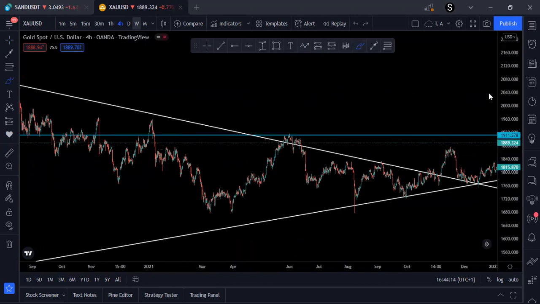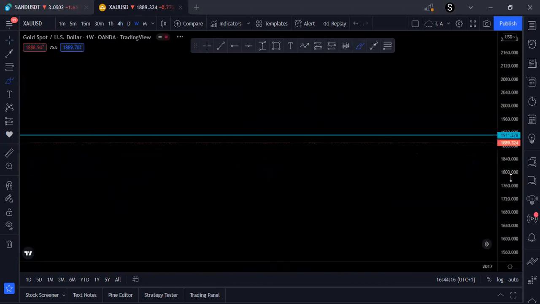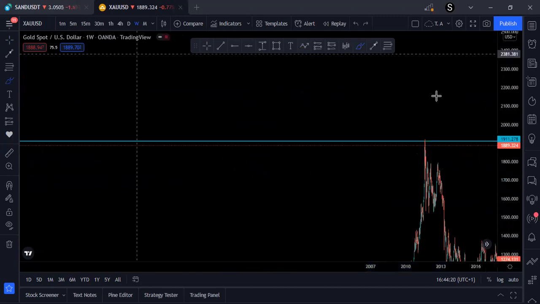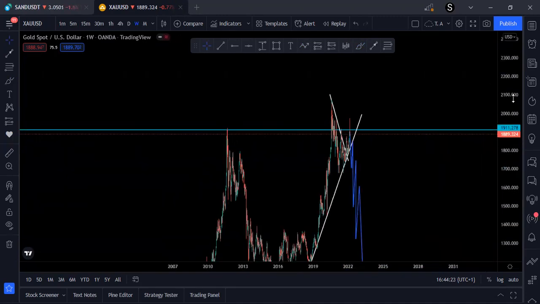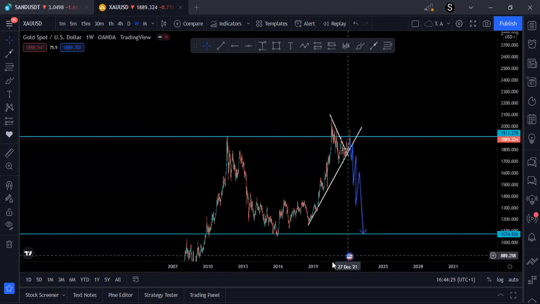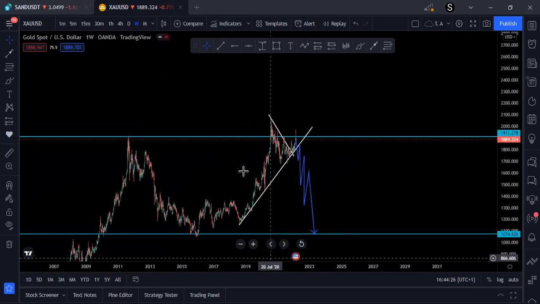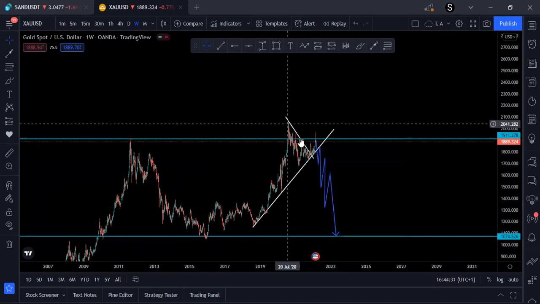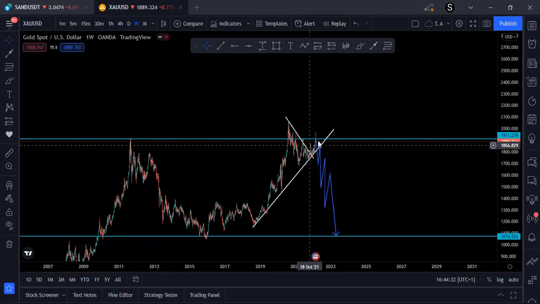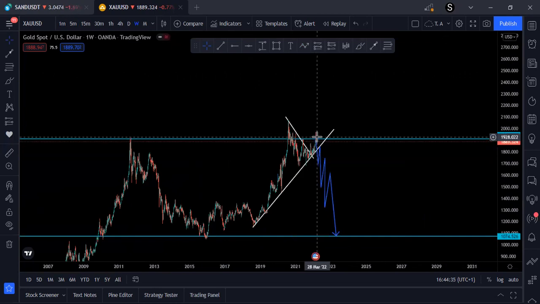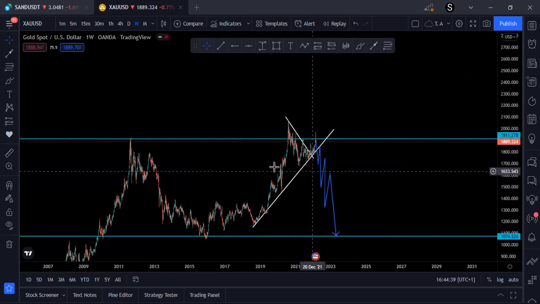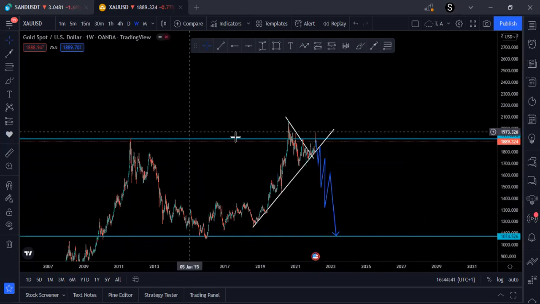Let me go to the weekly time frame right now. Let me just show you something. See that particular level here, which it broke out of and came back, also coming to retest that same level again. I don't know for now, but I think it's coming downward because this is a major resistance.